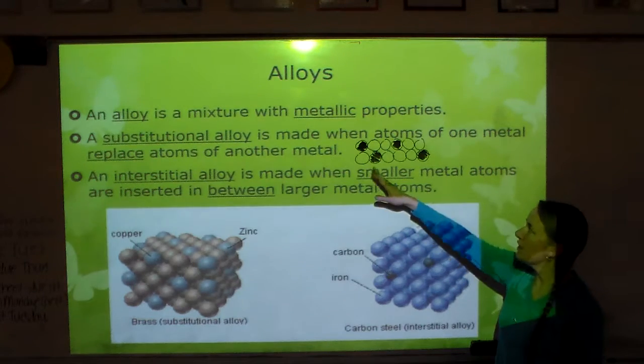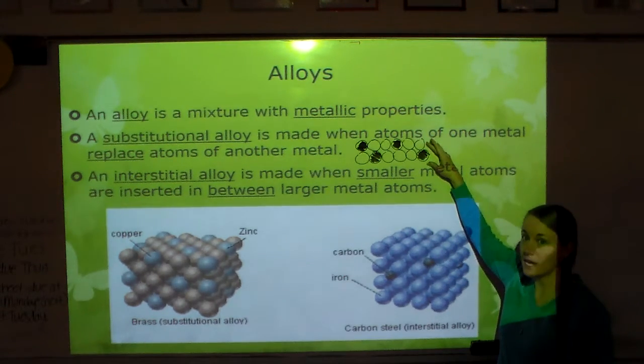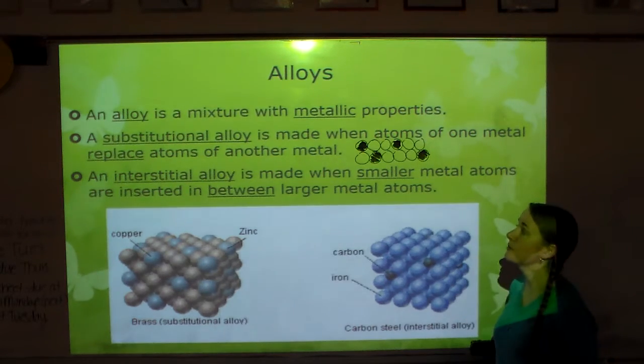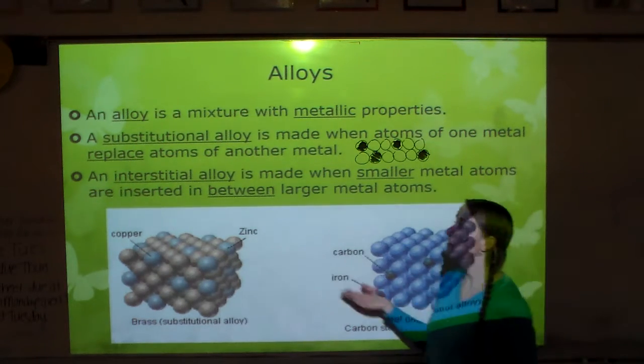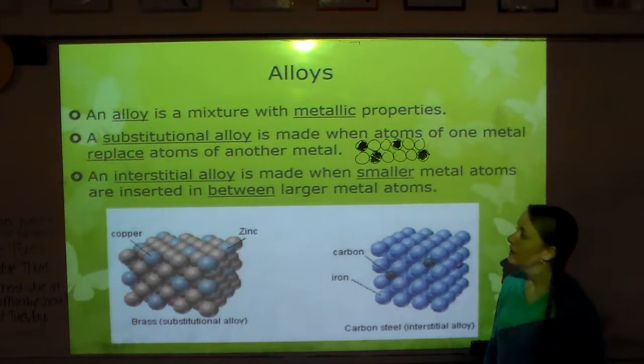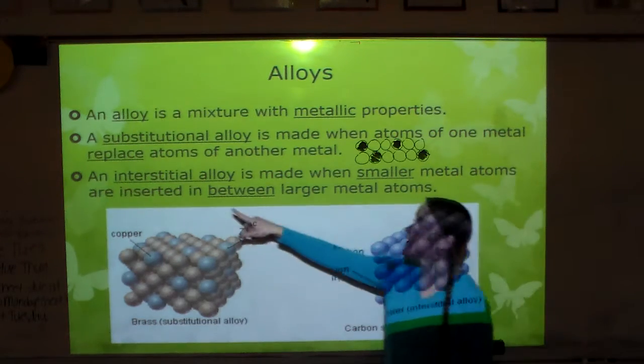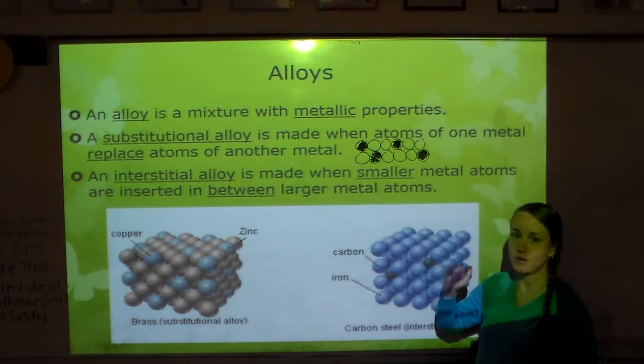Now for substitutional alloys, the metal atoms tend to be of similar size in order to be able to replace each other. On the other hand, interstitial alloy, if you think of interstitial, remember the word insert. In an interstitial alloy, smaller metal atoms are inserted in between larger metal atoms.